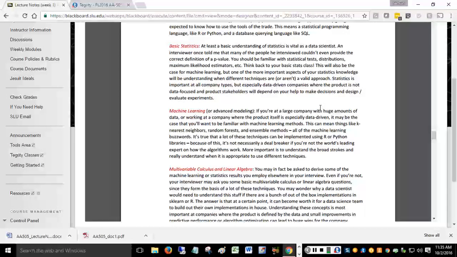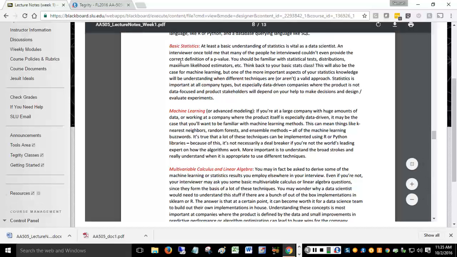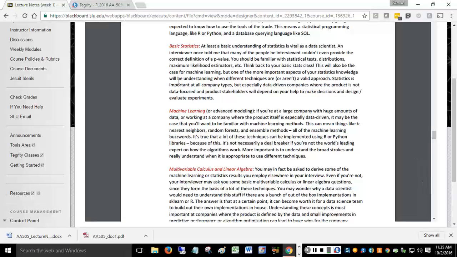You have to have a good understanding of basic statistics. An interviewer once told me that many people he interviewed couldn't provide the correct definition of a p-value, which is the probability value from a hypothesis test. You should be very familiar with statistical tests, distributions, things like maximum likelihood estimators and so forth. Think back to your stats class.